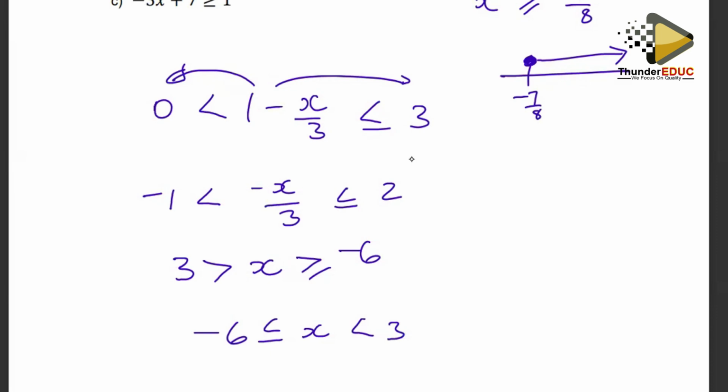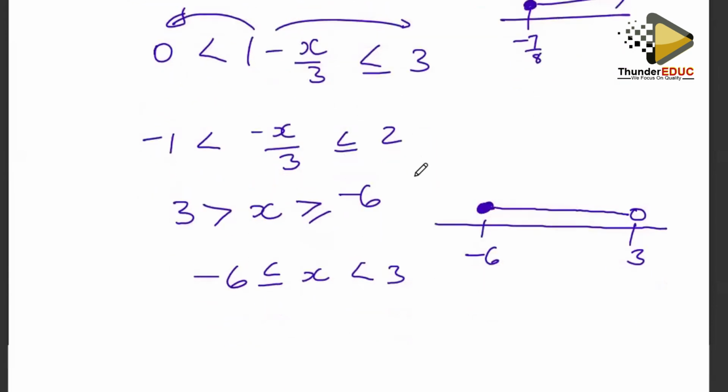Now, if I'm to draw a number line for this, it should be a -6 and a +3. With the -6, the dot is going to be shaded because of the equal sign, and then the 3 must be just open. And then it should be something like that. That should be our solution.